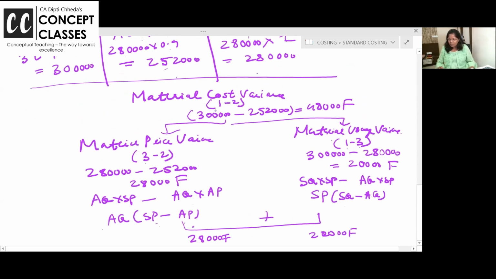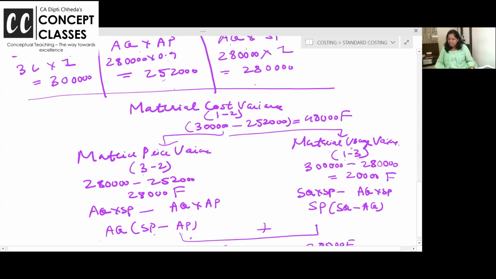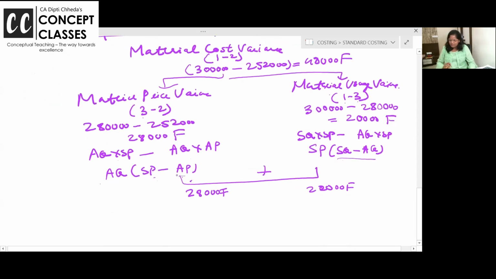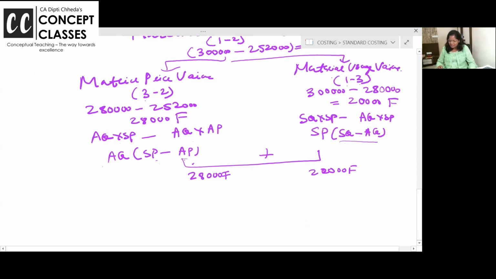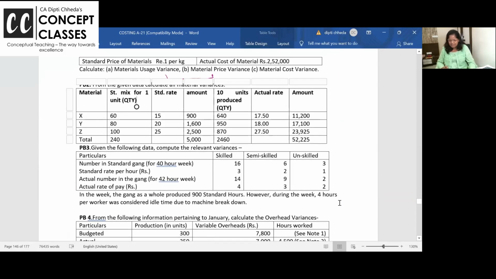When I say 1 minus 2, it is standard quantity, standard price minus actual quantity, actual price. When I say usage, 1 minus 3, it is standard quantity, standard price minus actual quantity, standard price. The difference is in quantity. Here the difference is in price. Clear? So with this, let us take up one more problem exactly similar to this. Second one, that is also for material only.